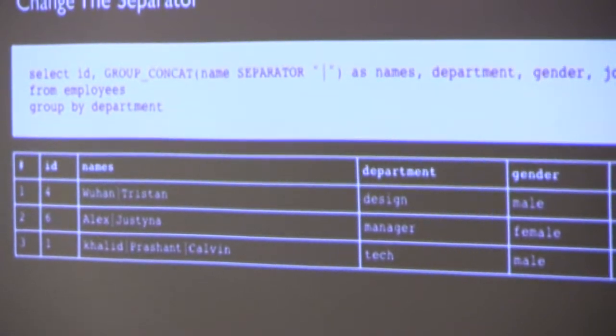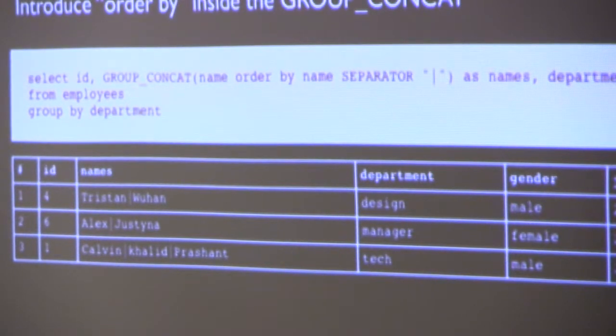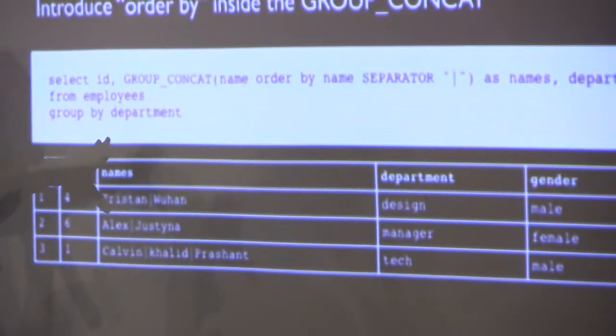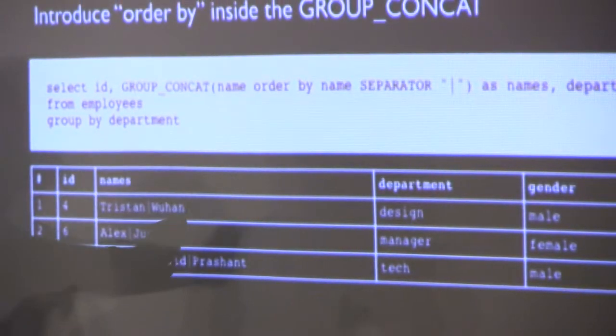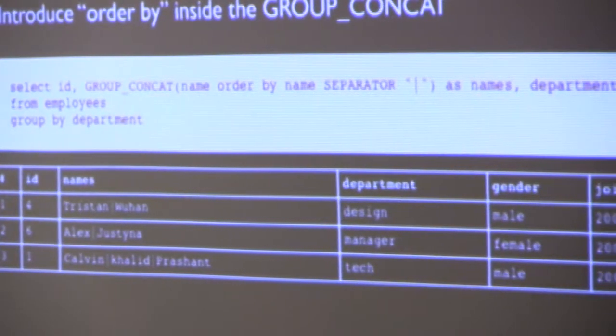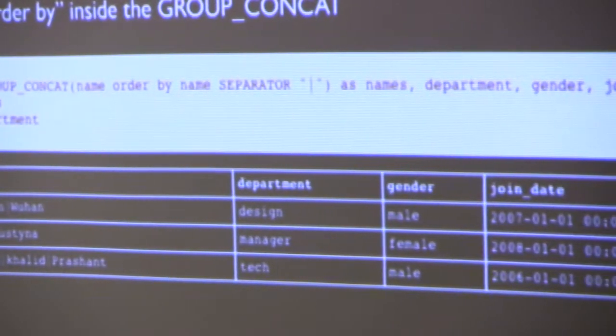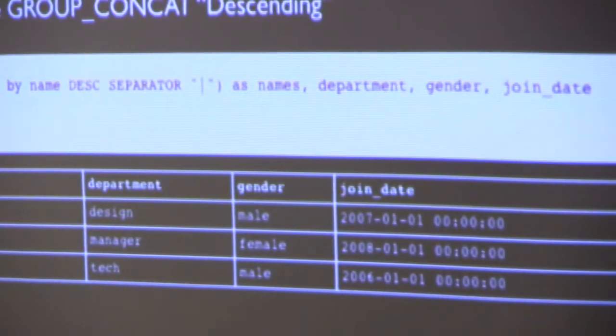Now there's some advanced thing coming out in a bit, so you can actually see how all of this works. Also, you can order by inside the group concat. So let's say I want to order by the name itself. So I can say group concat, the name of the person, order by name, and the separator is a pipe. You see? So you can actually use this in querying for APIs. Next, descending. So you can actually do descending as well.